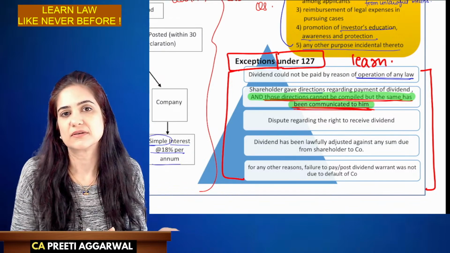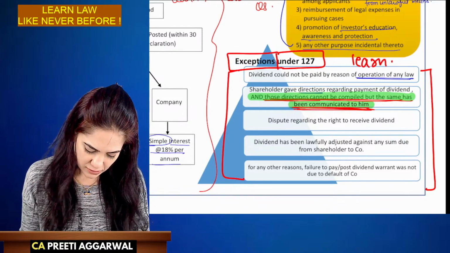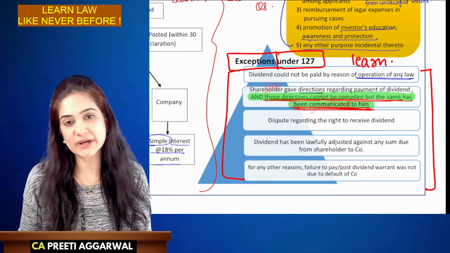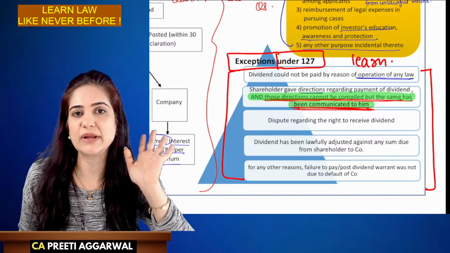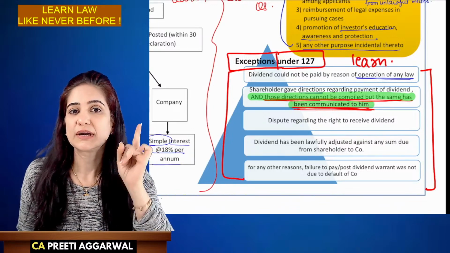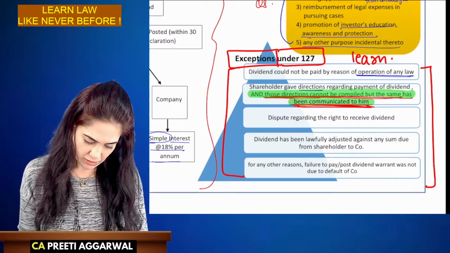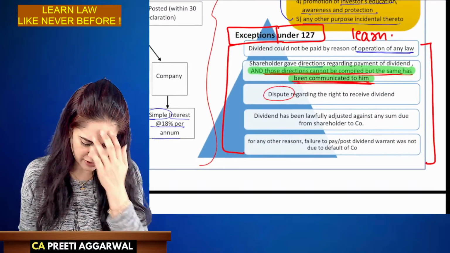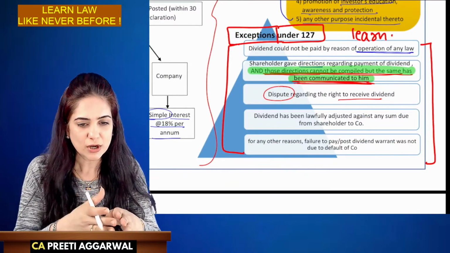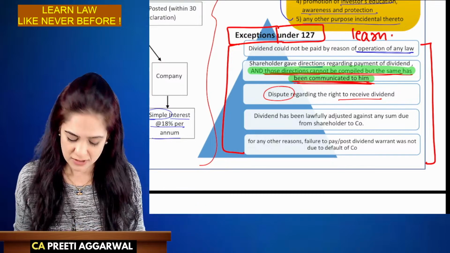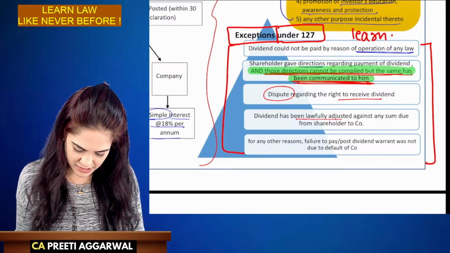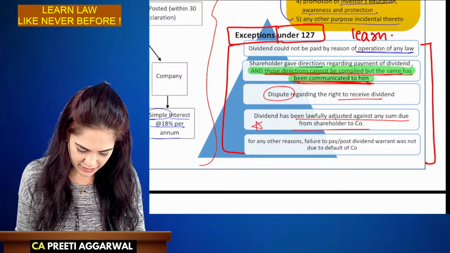What if the company did not comply and they did not communicate? Then the company and the directors will be liable. Communication is important. There is some dispute with regards to the dividend. We are not able to judge who the true owner is. Dividend has been adjusted against any sum due from the shareholder. Again, can be asked as case based.